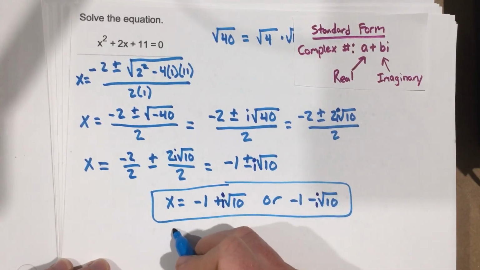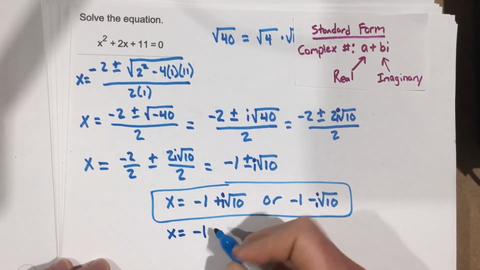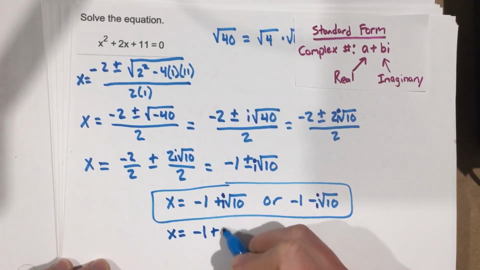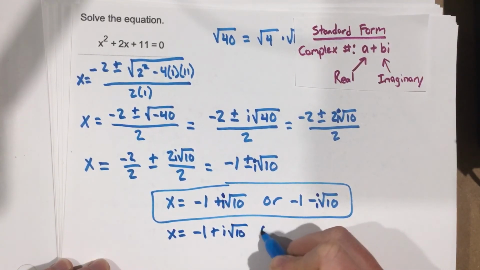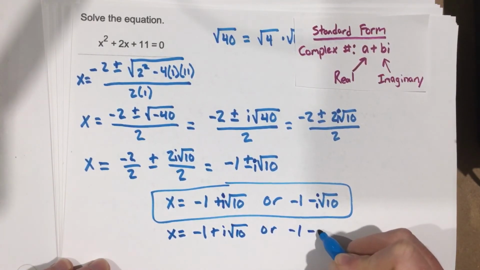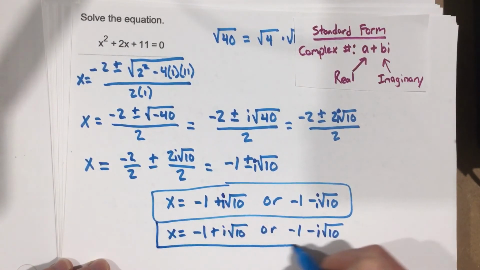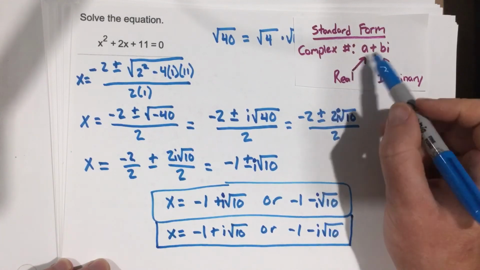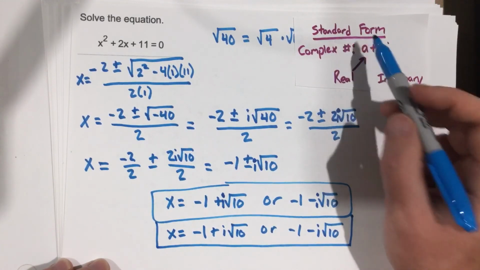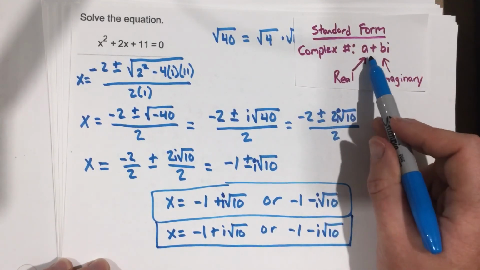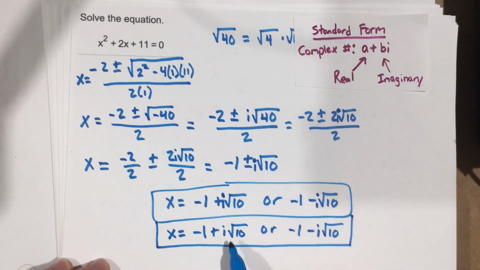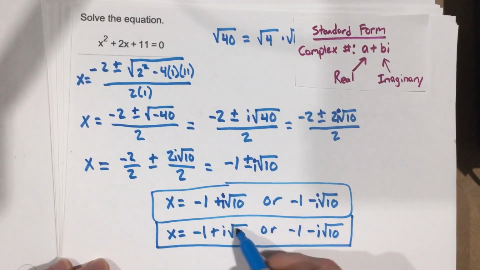You know what? I'll rewrite this a little better. Negative 1 plus i root 10 or negative 1 minus i root 10. Sometimes you'll do that. You'll forget the i is there. But it's important, especially because you know you're going to standard form. It's important that you recognize, okay, I got a plus bi form here. I got to make sure I have the i in there. Otherwise, that's not the imaginary part, right? So this is the real part, the negative ones, and these are the imaginary parts here.